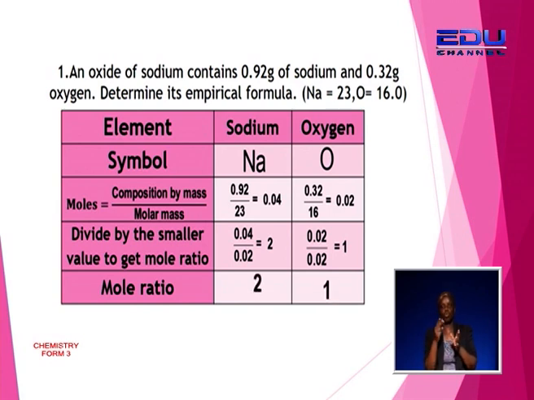So how can we get the formula of sodium oxide? The empirical formula is equal to Na2O. That's all you need, because you have already got the mole ratio between sodium and oxygen as 2:1. So when you're writing the formula of sodium oxide, as shown on the screen there, that is how you write it.